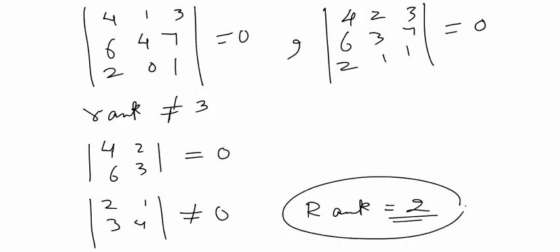Getting my point? If I have to check all these 2 cross 2 minors and all become 0, then definitely I can say the rank is 1, right? So this was a type of question which was asked in 2003. So the answer would be rank is 2, right? Option number 3. Clear? Right?